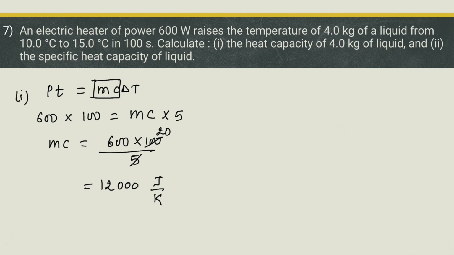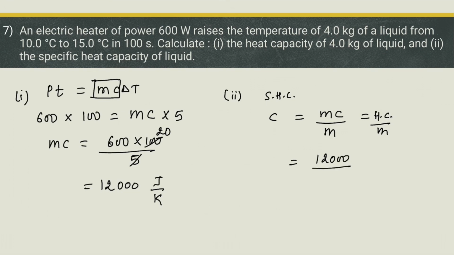And what about specific heat capacity? So specific heat capacity, or c, is equal to mc upon m, right? Heat capacity upon mass. Heat capacity is 12000 upon mass 4 kilogram, that is 3000 joule per kg Kelvin. All right, 3000 joule per kg Kelvin is the specific heat capacity of this particular liquid.